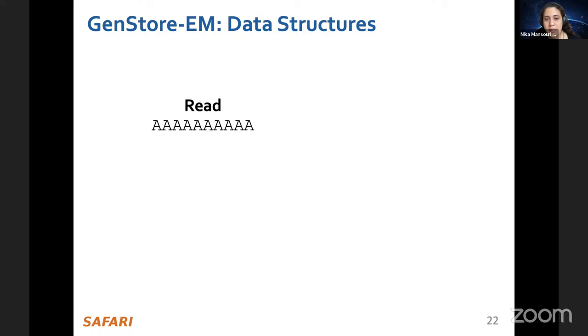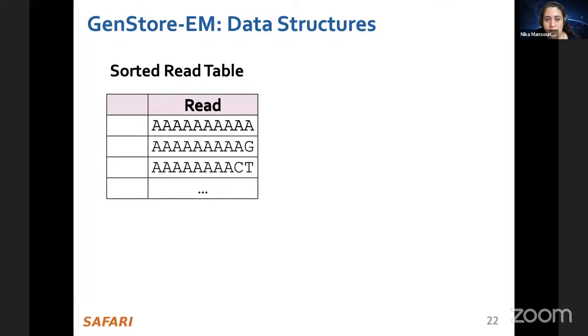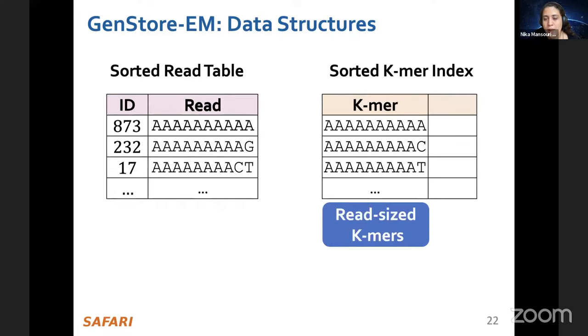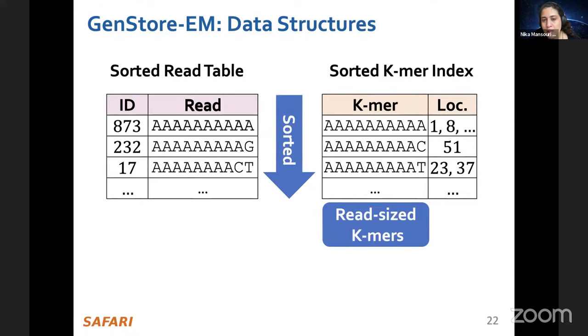I further demonstrate this with a simple example. Here, for the sake of simplicity, I'm showing a read with 10 characters, but usually, as I said, short reads can be up to a few hundred characters. So we have two data sets. One is a sorted read table, which includes the reads and some ID of these reads. And second, a sorted k-mer index, which includes the read-size k-mers and the locations of these k-mers in the reference genome. Both of these are sorted.